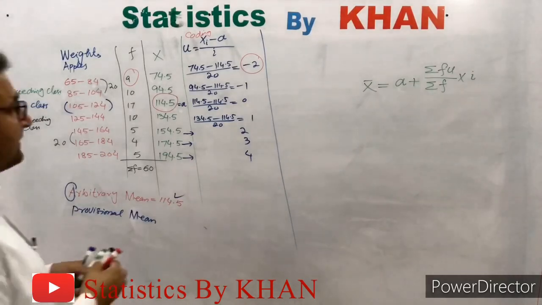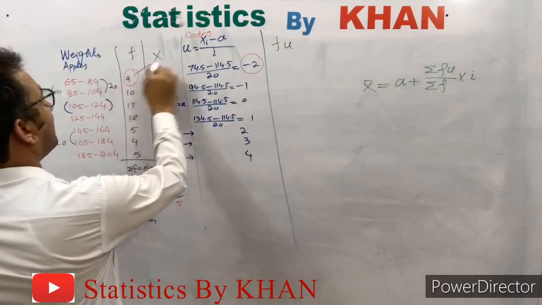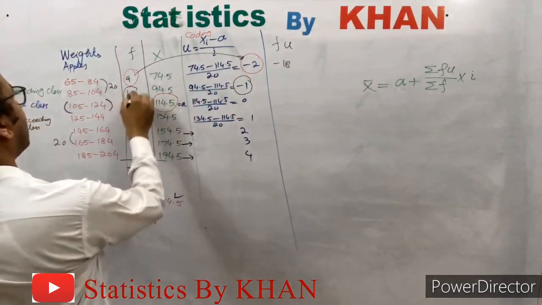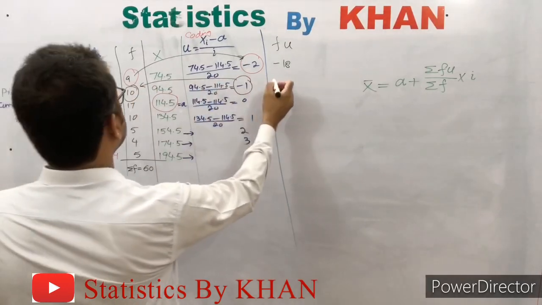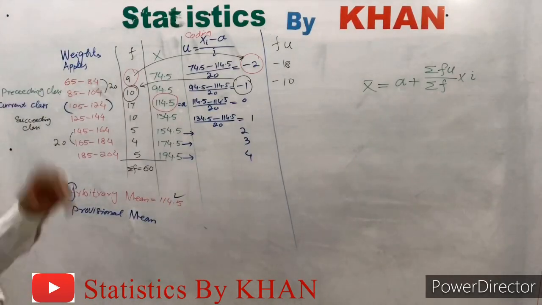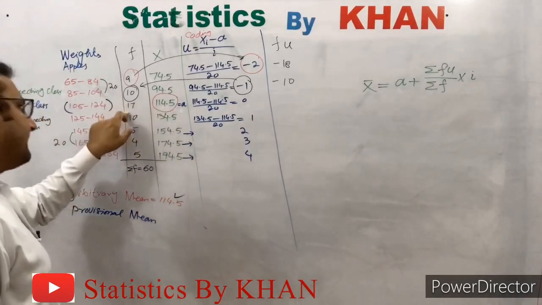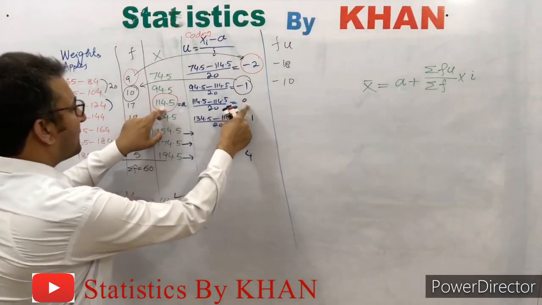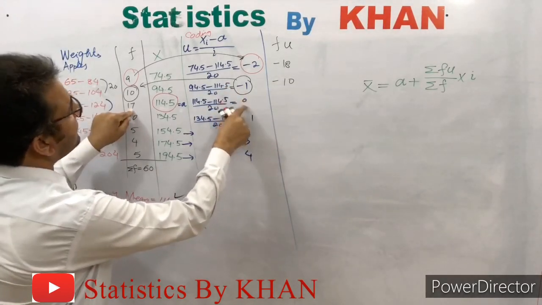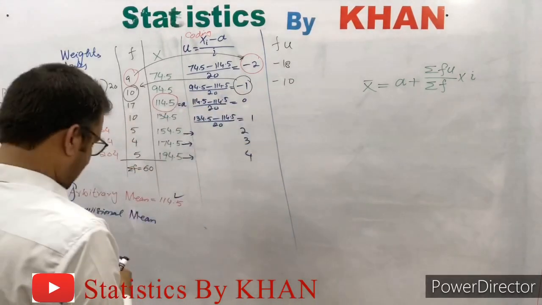Okay. So now let's construct a few columns, f and u. Multiply this f value with the corresponding u value. It will give us minus 18. Now this value will be multiplied by this. This will give us minus 10. And why do we take the arbitrary mean against the maximum frequency? Because we have taken 114.5 as the arbitrary mean and it is against 17, so the resulting value of u is 0. Under the u column this is 0, and under the f column the maximum frequency is 17. If you multiply it by 0, we get 0.